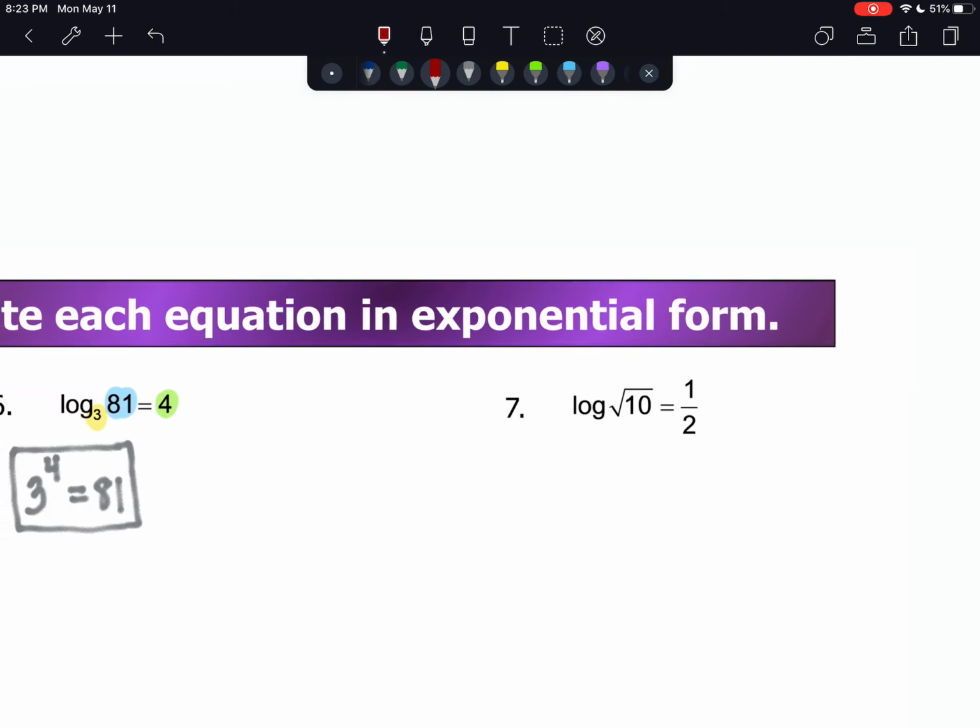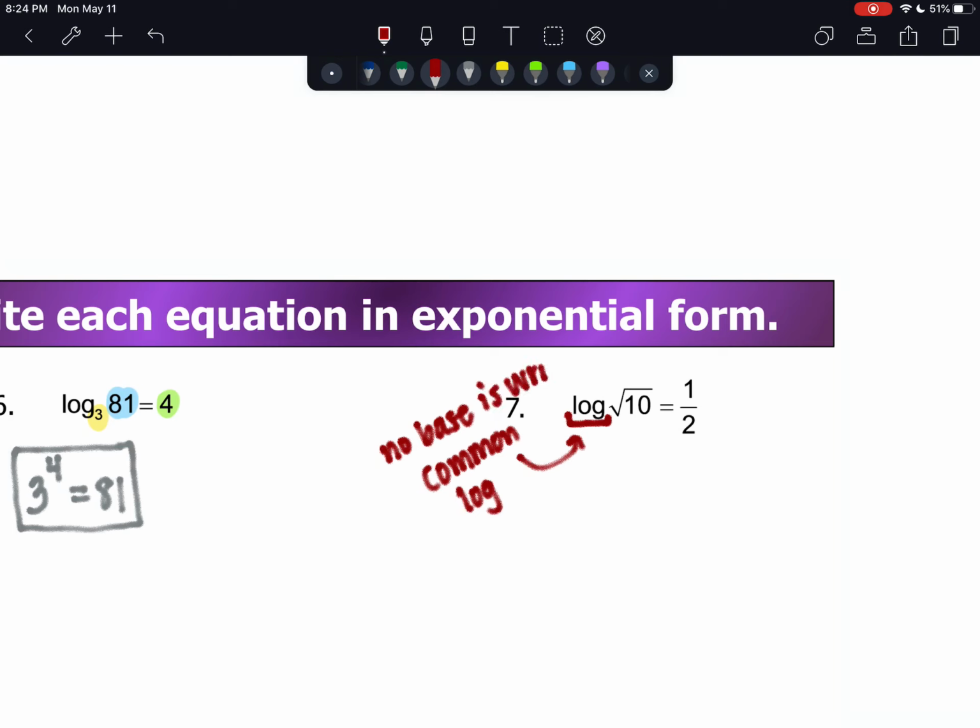Okay, I'm going to start with rewriting log. Because the base is not written, that means the common logarithm, because there's no base. There's a base, it's just not written. So when that base is not written and you have log, that's the common log. So that would be log base 10. And then of course we have our argument.